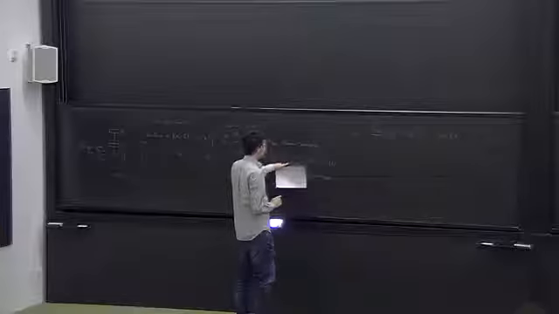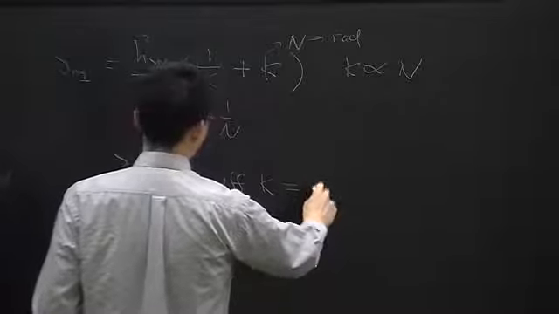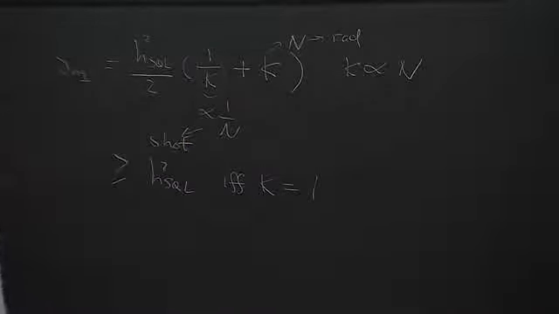So you have this very simple form. And then you can quickly see that because I have this bracket and we have a constant here, this thing is minimized when this k is equal to 1.